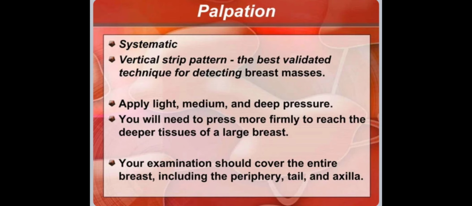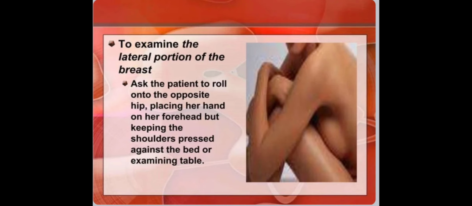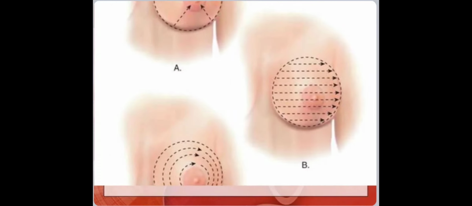Again po, dapat po yung paghawak po natin sa ating breast ng patient is wala pong mali siya. Hindi ka po makikitaan na meron pong mali siya sa ginagawa mo. Your examination should cover the entire breast, including the periphery, the tail, and the axilla. To examine the lateral portion of the breast, okay, sa side, no? Ask the patient to roll onto the opposite hip, okay, and place her hand on the forehead, but keeping the shoulder pressed against the bed. So, naka-side lying siya, pero nakaharap yung dede sa'yo. No? Just to check lang yung sa side, lateral portion ng kanyang breast.